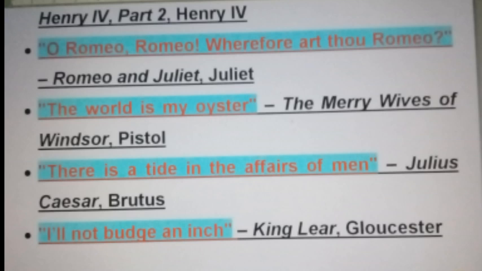O Romeo, Romeo, wherefore art thou Romeo? Is a line spoken by Juliet in Romeo and Juliet. The world is my oyster. Spoken by Pistol in The Merry Wives of Windsor. There is a tide in the affairs of men. Spoken by Brutus in Julius Caesar. I will not budge an inch, Gloucester says in King Lear.